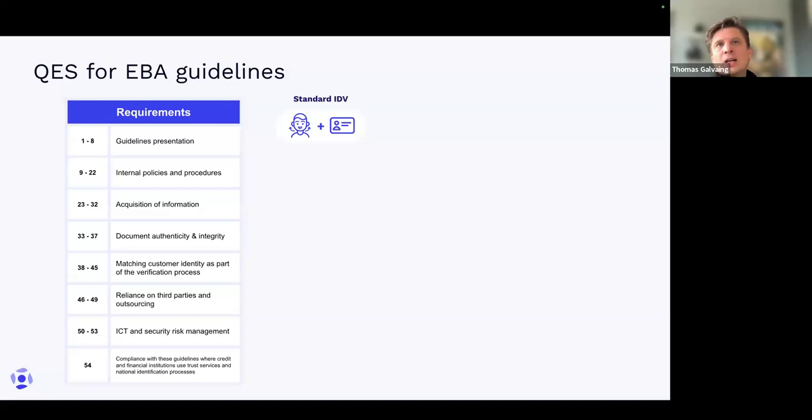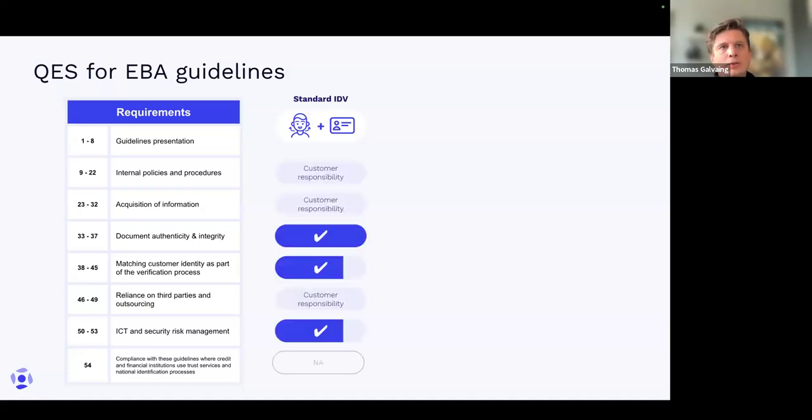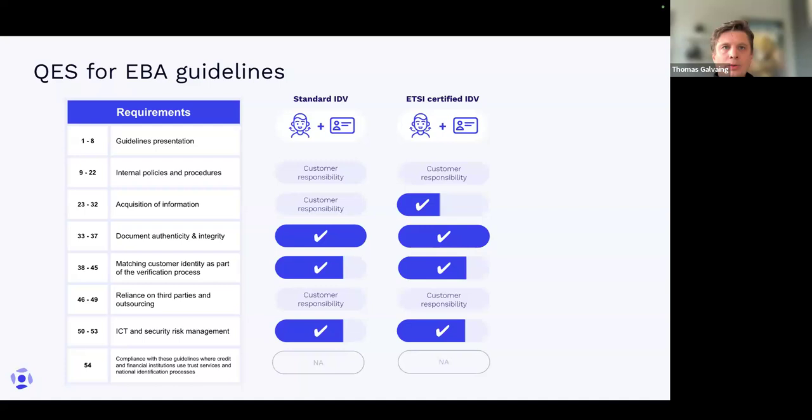The first one is a classical standard IDV with a document and facial similarity comparison. This solution will cover requirements around document verification and customer matching with biometrics. By using an SDK for the capture component, it will also help to secure client device usage. The second option is an ETSI certified IDV package. It will provide the same level of coverage as the classical IDV, and as it includes enhanced traceability with an audit trail generation, it also covers additional requirements around acquisition of information.